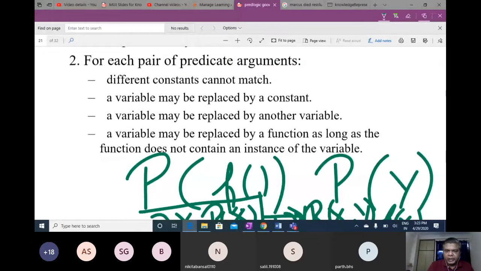So if there are two predicates, p f x and p y, something like that, can we match them? In this case, we can match. But if it is p x and p f x, then we cannot match, because f x is a function of x and x cannot be equated to f x. If both of them are variables, yes.